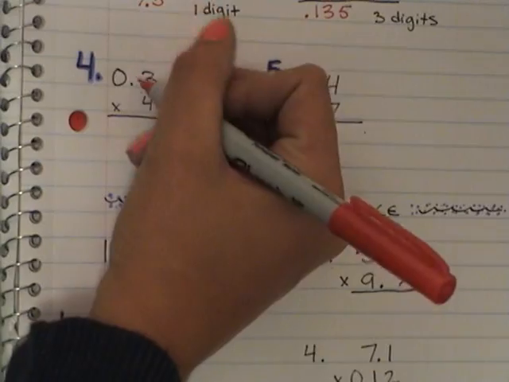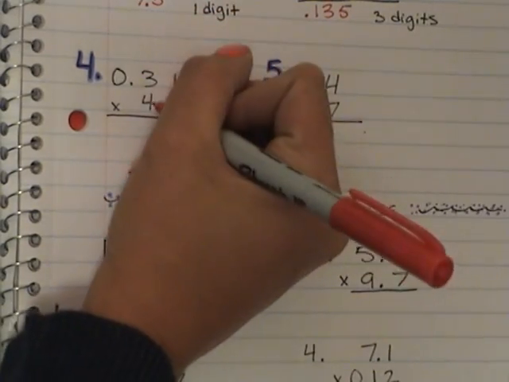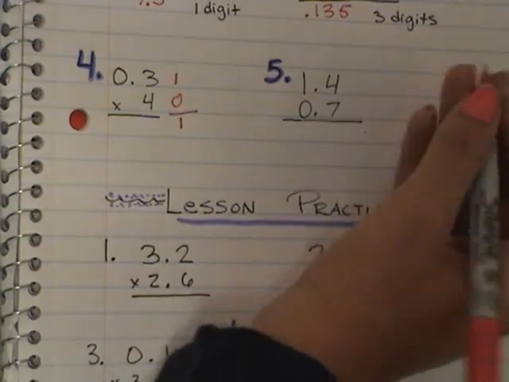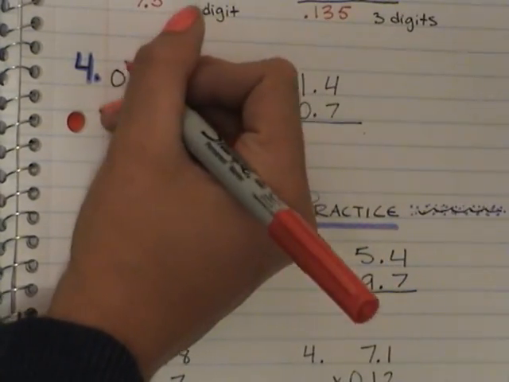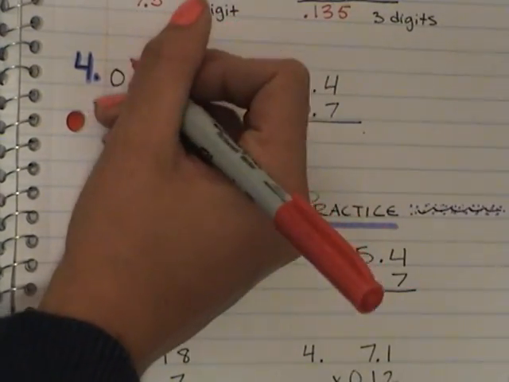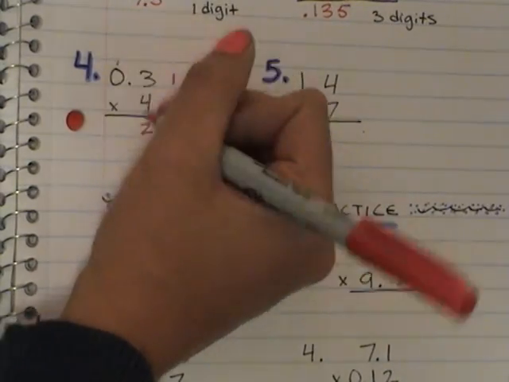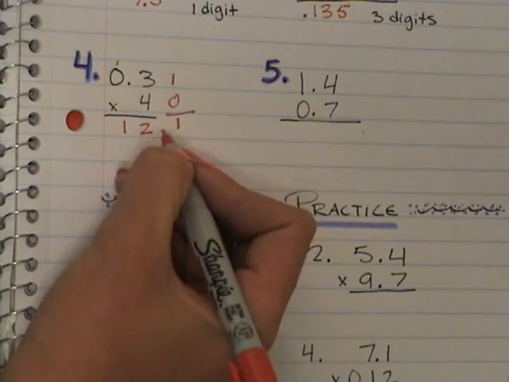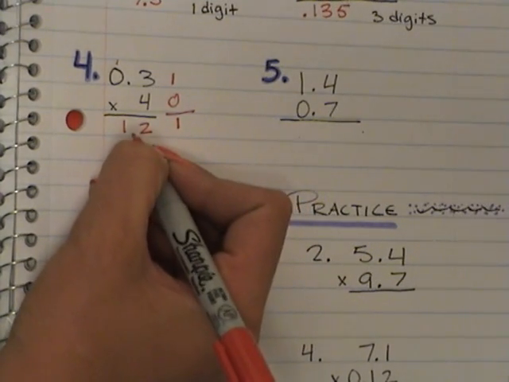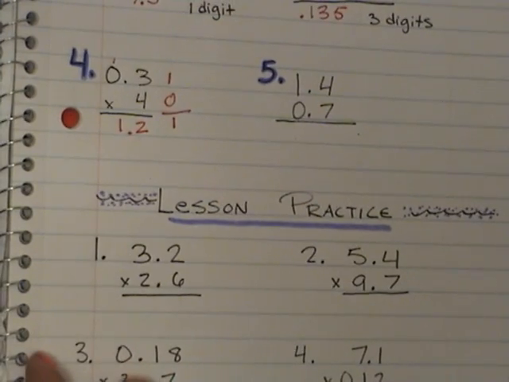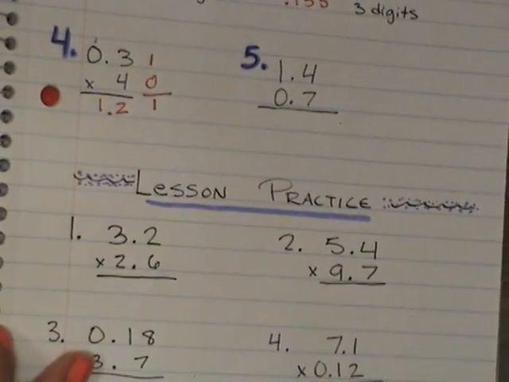Alright, now on to the next one. How many digits do I have behind here? 1. This behind 4, 0. So I'm going to have 1 in my answer. 4 times 3 is going to be 12, put my 1 over here, 2. 4 times 0, 0, plus 1, 1. How many digits do I have behind my decimal point? Just 1, so I move it only once. 1.2.